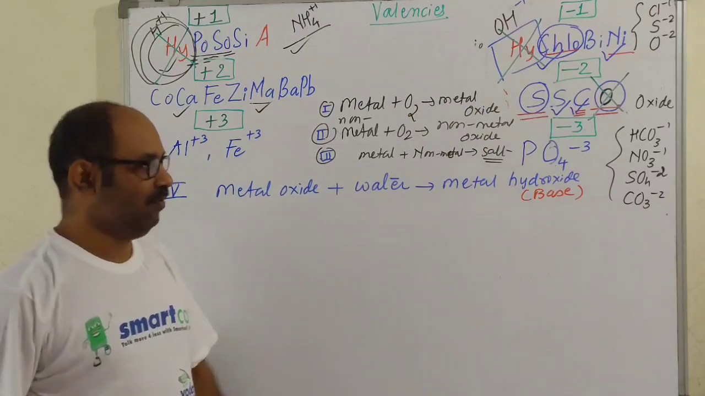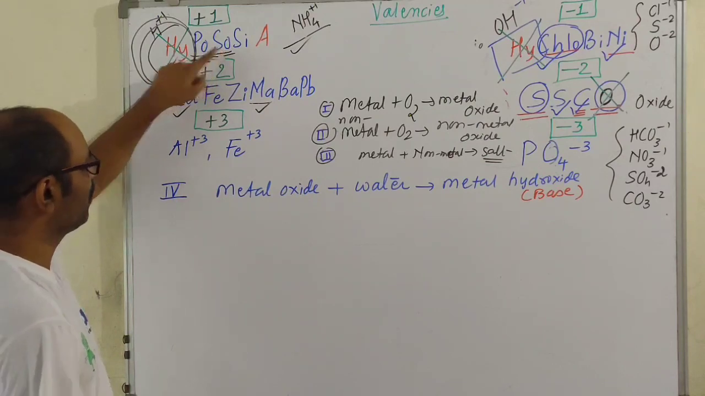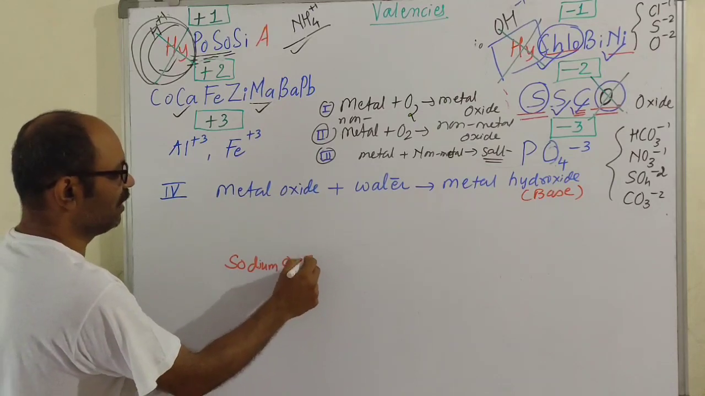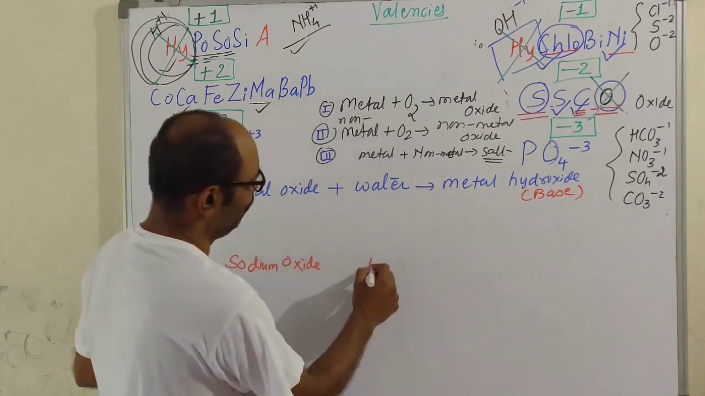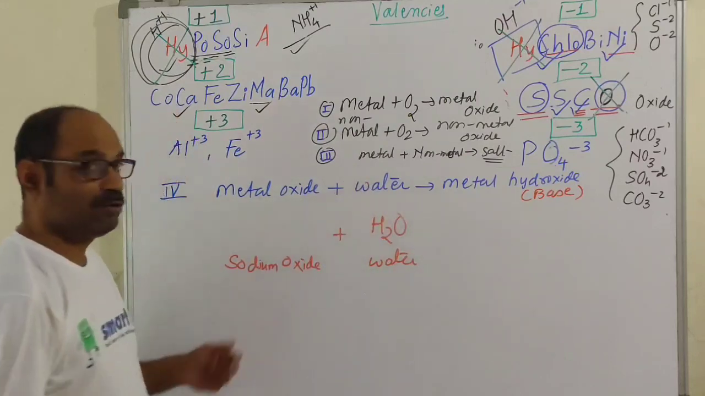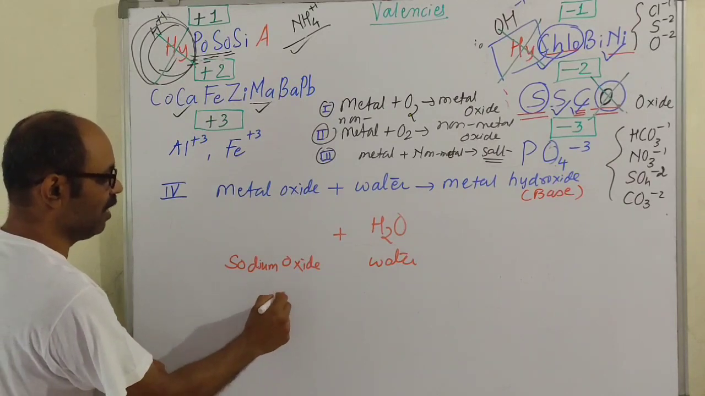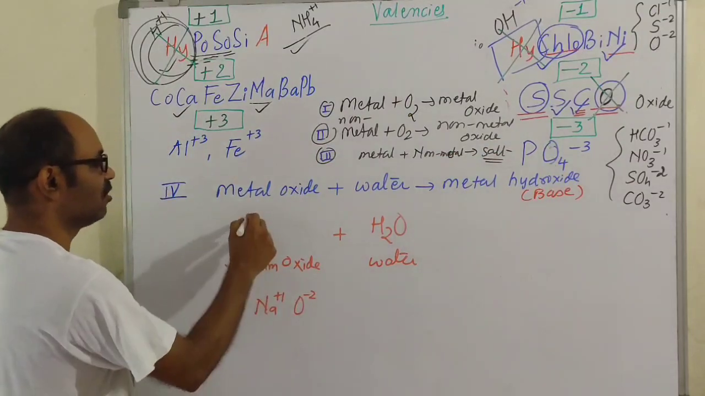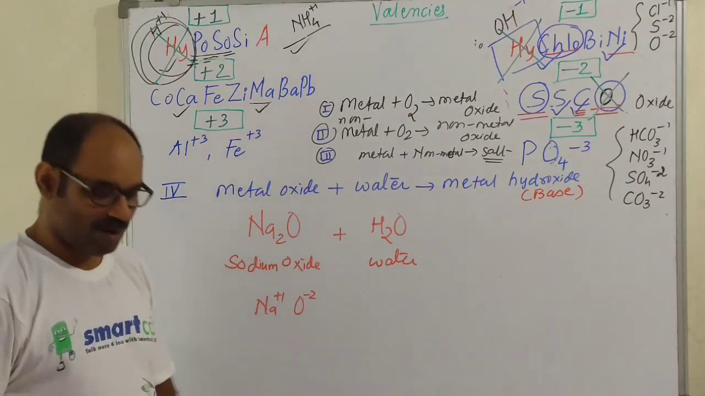Now you want one formula of metal oxide, so pick up any metal. Let's take sodium. So which metal oxide have we chosen? Sodium oxide. Next reactant, water. The formula of water is H2O. What about sodium oxide? If you don't know, write the valency of sodium, Na plus 1. Write the valency of oxide, O minus 2. Cross it, so Na2O1. So that's the formula.